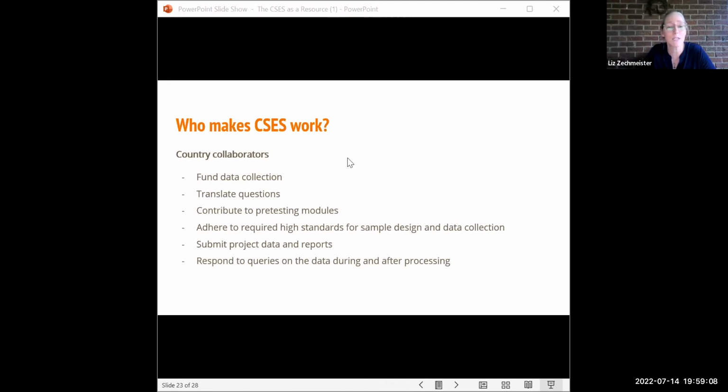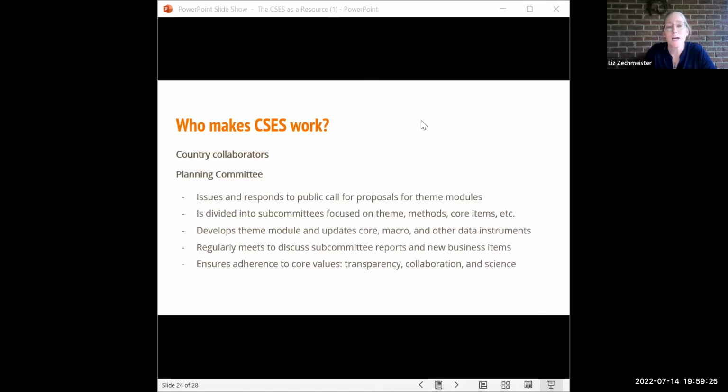They may be running, as I said, post-election surveys in their country. They may otherwise simply be able to find a way to generate a standalone survey after an election and place the questions on that. So the second group of people who are important to making CSES work are the planning committee members. This is the planning committee that I'm chairing.